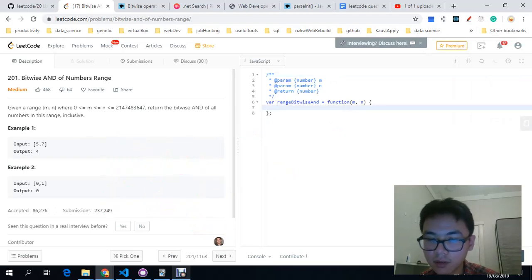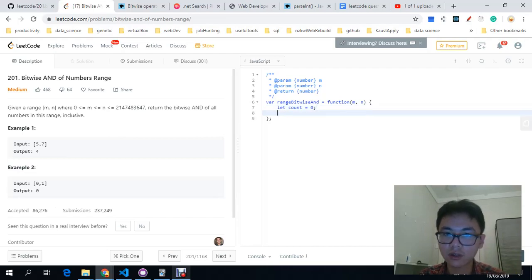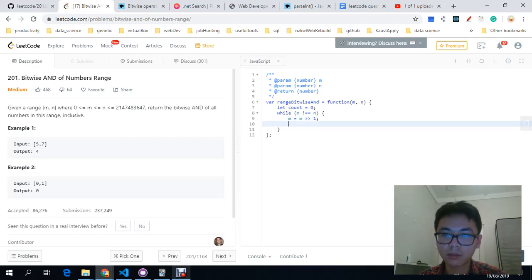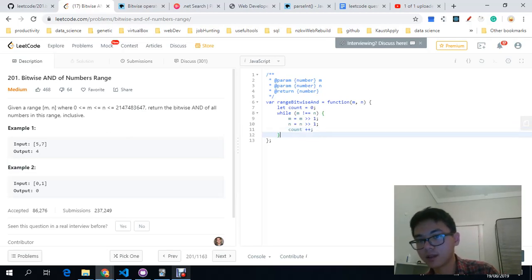Now how do we code it? First we need a count so we know what the position is, and then we use a while loop. When m is not equal to n, this while loop is going to keep looping. How this works is that m is always going to do a bit shift to the right, and n is always going to do a bit shift in the same direction as well. And every time we do that, we increment our count, so we know what the position is.